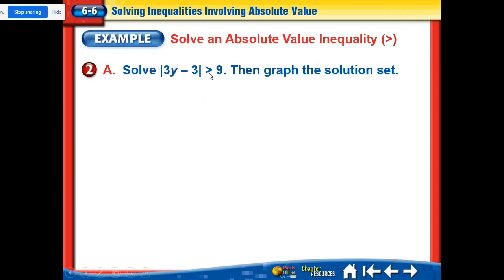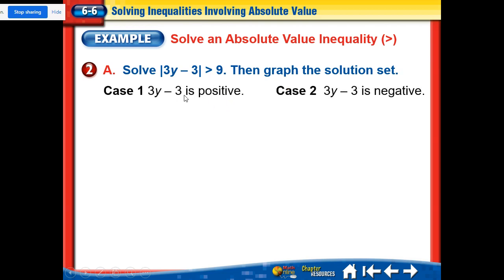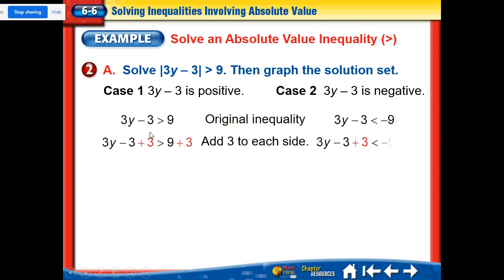So let's try another one. Let's try the greater than ones. So this is greater than, so this is going to be an or problem. So we're going to take a positive, and then we're also going to do a negative case, right? So we have 3y minus 9 is greater than 9, and 3y minus 3 is less than negative 9. Again, as we switch to the negative, we do switch that sign, so be careful with that.